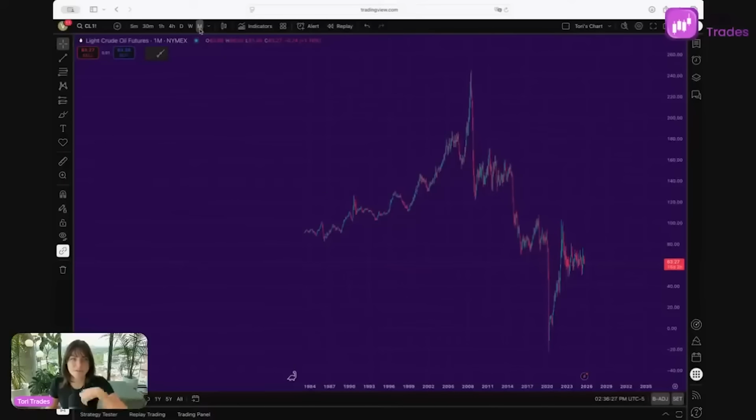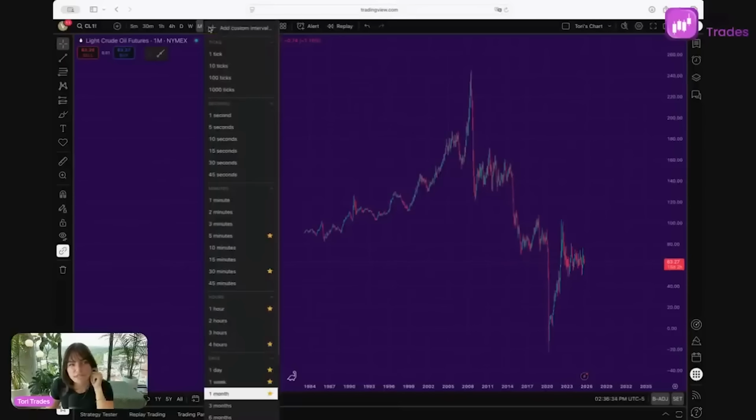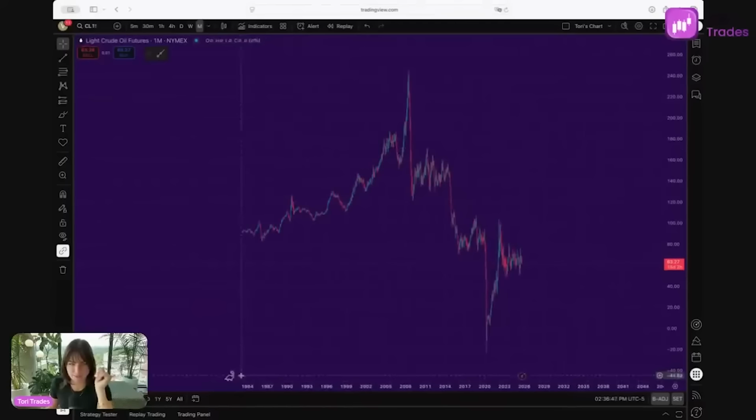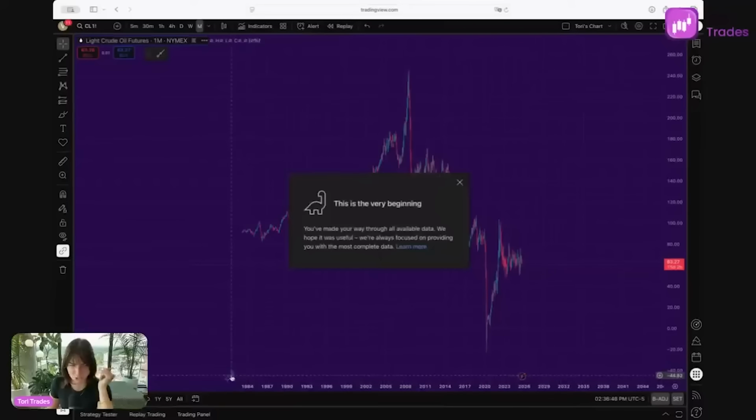Okay, so we're going to be moving into the monthly time frame here. To move to the monthly time frame, we're going to go up to the time frames at the top left and hit the 1 month. This right here is the dinosaur icon. This is telling us that we're looking at the very beginning. Now we're going to start with our top-down analysis.